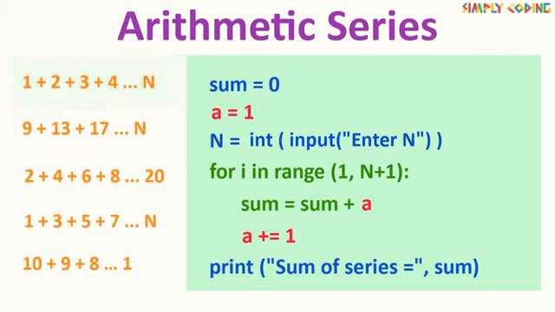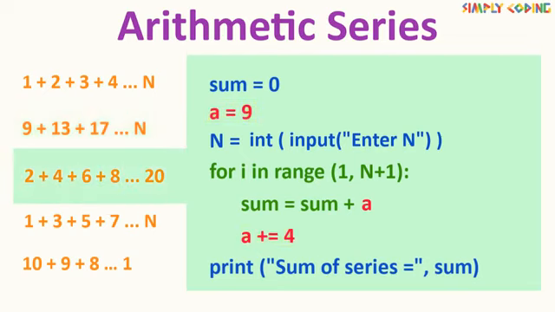Now what if we are doing the second series 9, 13, 17 till n? How does this program change? There is no change in the template. This time we will assign 9 to a as the starting value of the series and then just do a plus is equal to 4 for each iteration of the loop. For each iteration, a will take on the value of the term of the series and get added to the sum. This solves this series program.